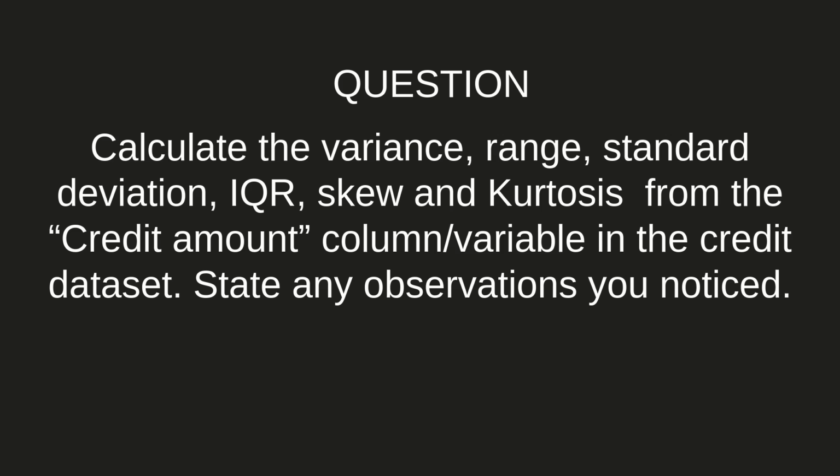The question says: calculate the variance, the range, the standard deviation, the interquartile range, the skew, and the kurtosis from the credit amount column inside of the credit data set. State any observation you noticed. So this is what we're going to be going over.